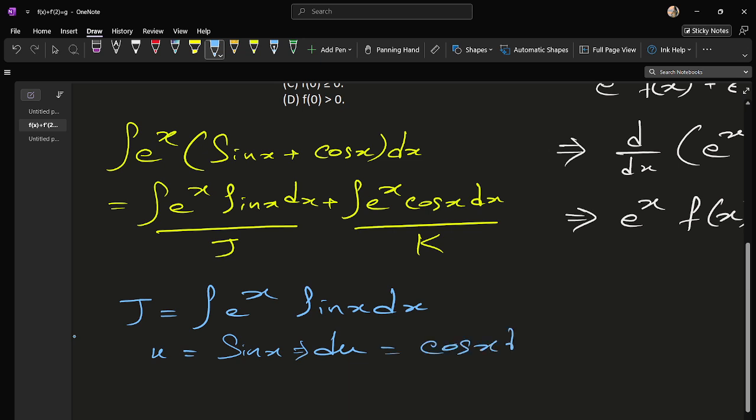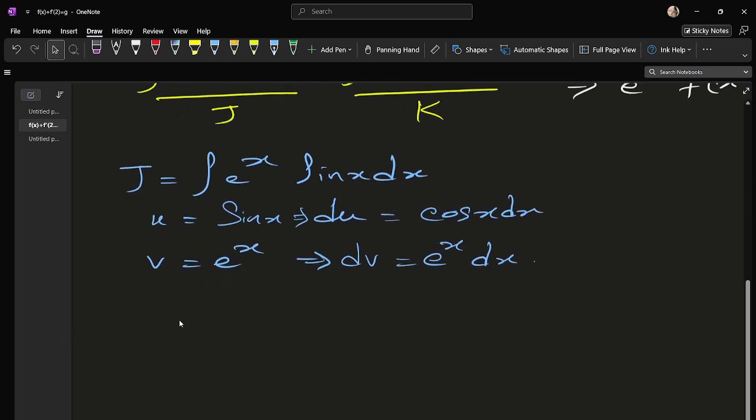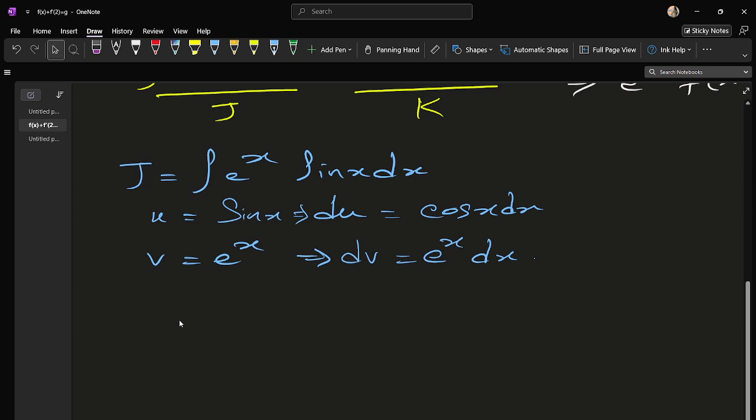du will be cos x dx. And let us take our v equals to e to the power x, then our dv will be e to the power x dx. Okay, so we are now using integration by parts.